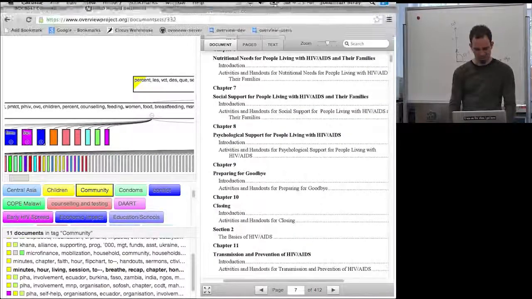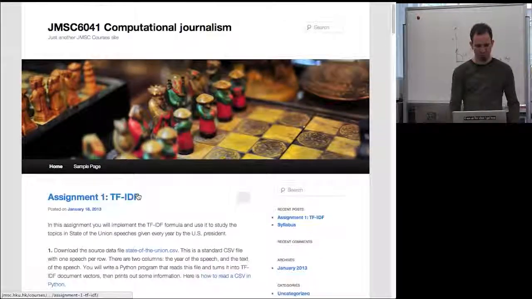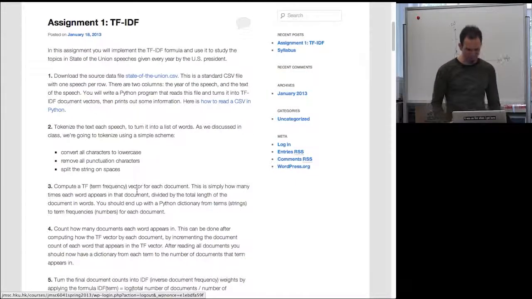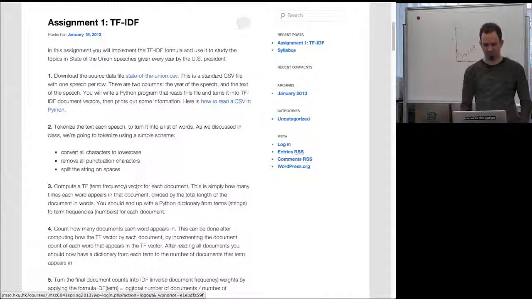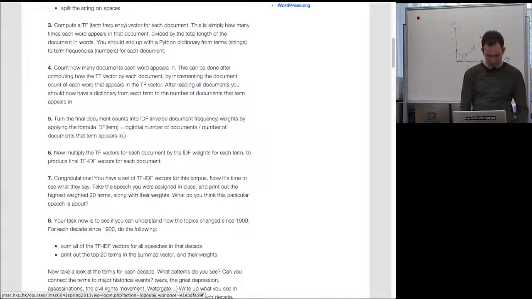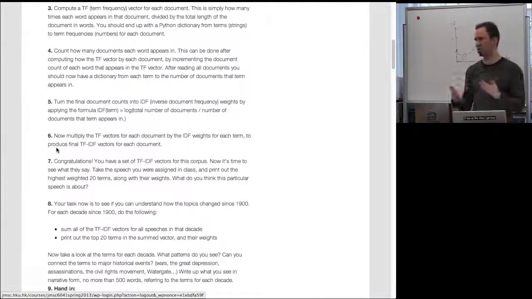All right, the assignment. Here is your first assignment. It is on the blog. Your assignment is to take the corpus of State of the Union speeches. This is a speech that has been given by the American president every year since George Washington, and to apply the TF-IDF algorithm to it. And then tell me what you've learned from doing it. So the first few steps, up until step six, are just the mechanics of going through it.